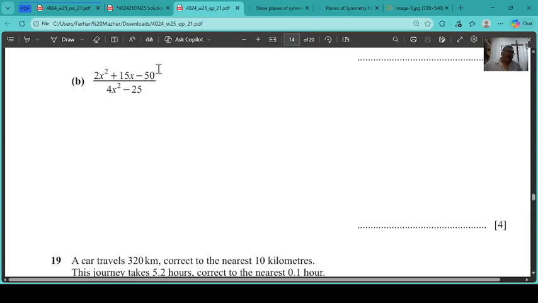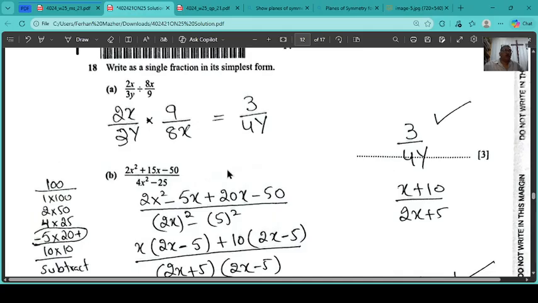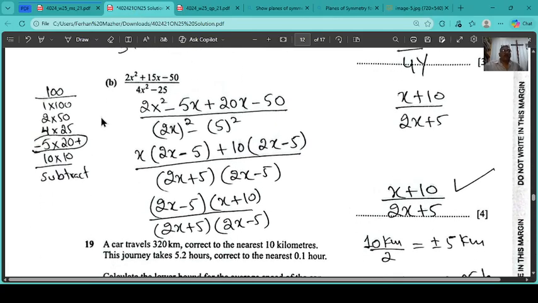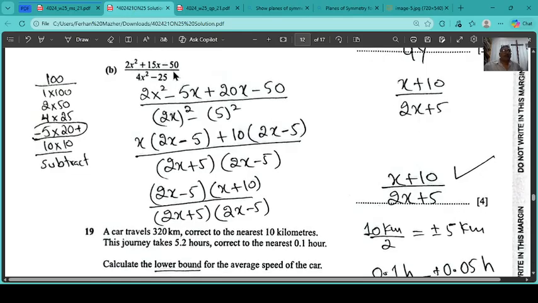Upstairs we will factorize, downstairs we will factorize. We will see if some factors can be cancelled with each other. So you have 2x squared plus 15x minus 50. I am going to do the mid-term breaking for this numerator. When I multiply these two extreme terms, I get 100. I write here the factors of 100: 1 into 100, 2 into 50, 4 into 25, 5 into 20, 10 into 10.